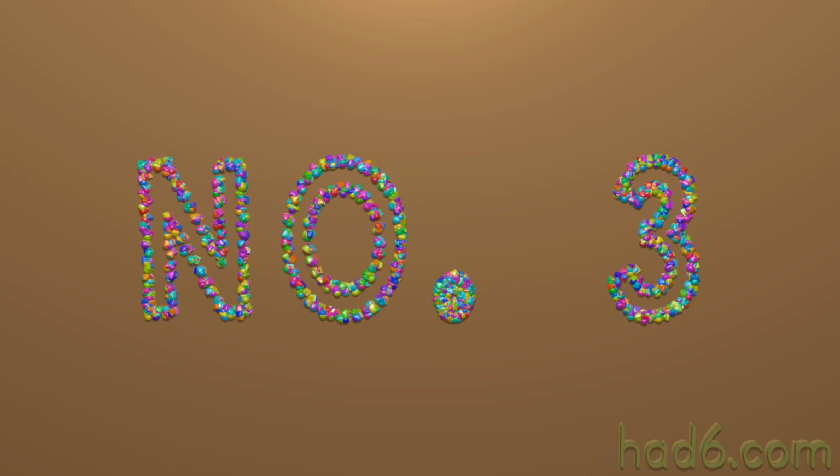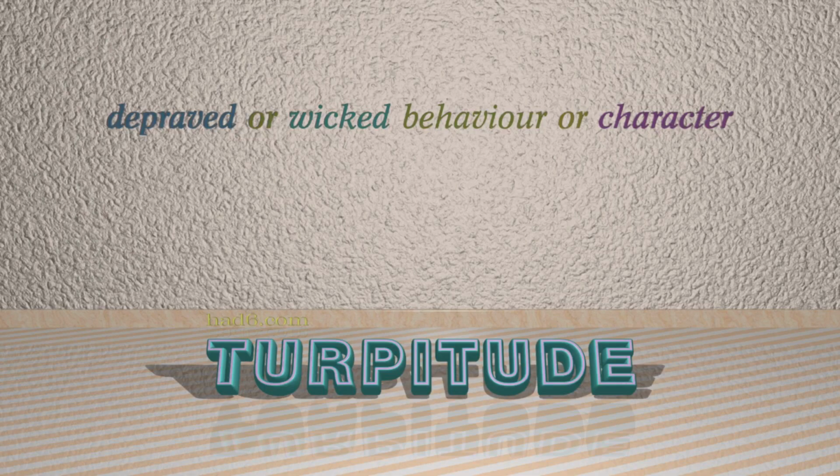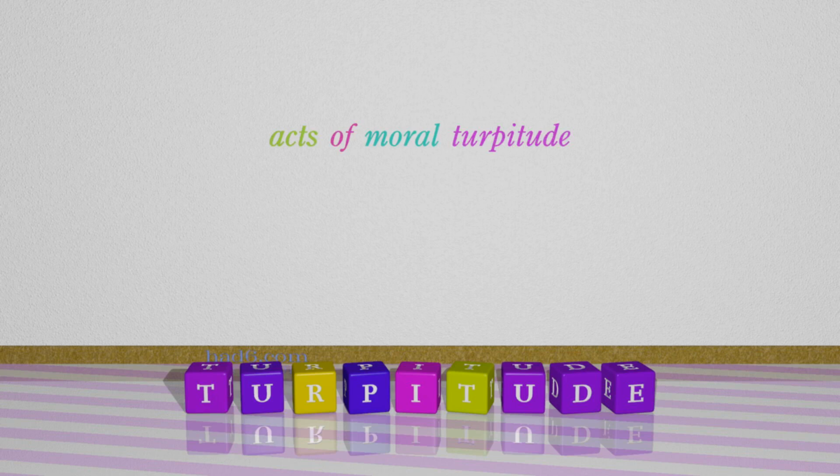Number 3. Turpitude, which means depraved or wicked behavior or character. Turpitude. For example, acts of moral turpitude.